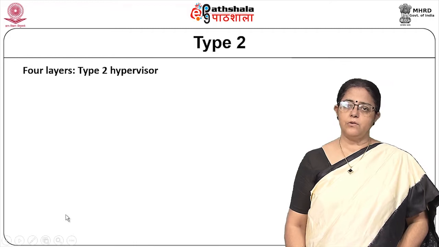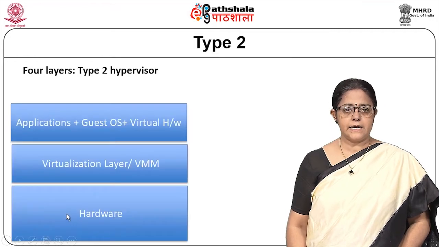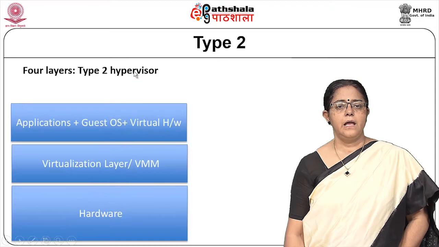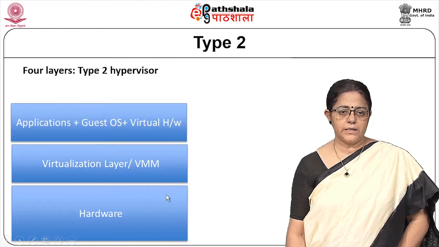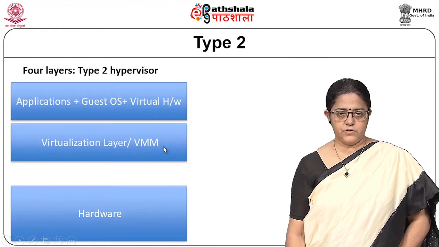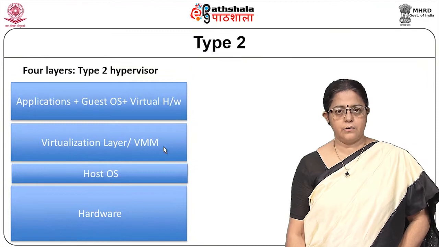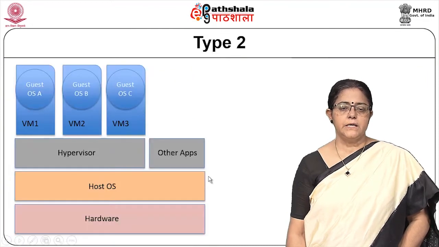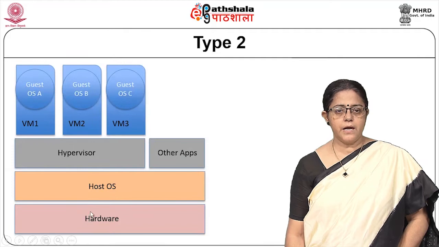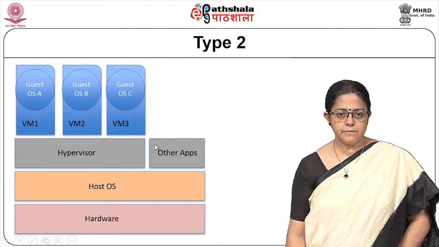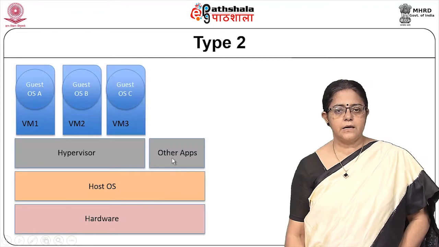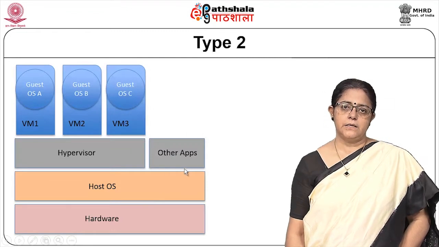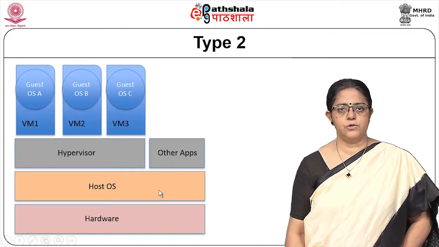So, in type 2 there will be 4 layers. Already the 3 layers, hardware, VMM and the application guest environment, are there. Now, in between the hardware and the virtual layer, the host OS will be implemented. So, this is how it will look. We have the hardware, host OS, hypervisor and VMs, virtual machines, but since there is a host OS on top of the hardware, the applications that are native to this operating system can also be run.